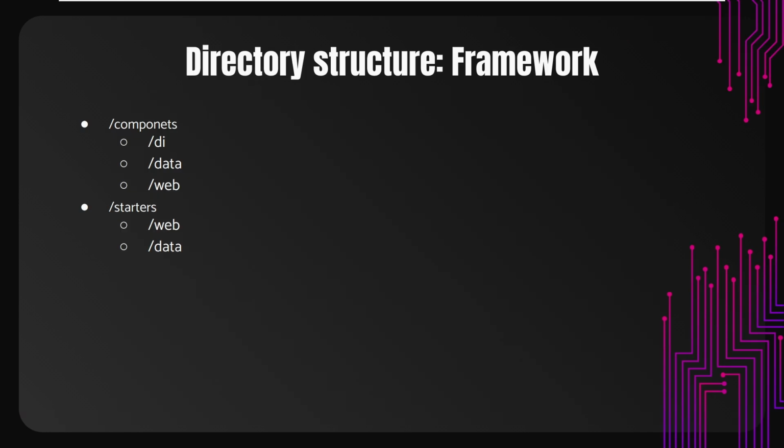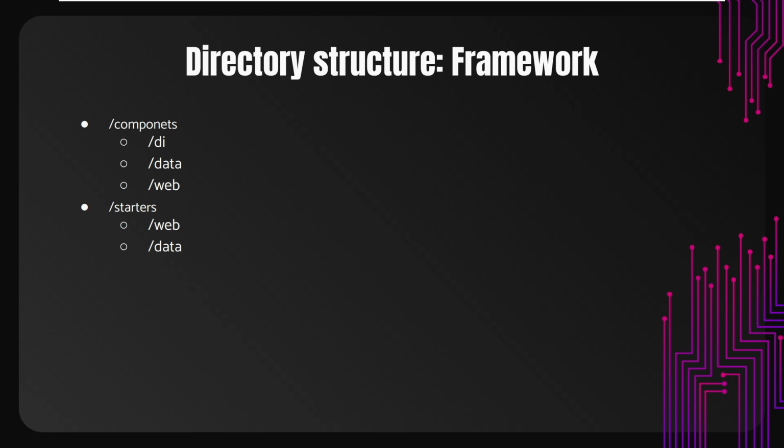So this is the directory structure of the framework itself. We have first a folder components and a folder starters, and under components we'll start with DI, which stands for dependency injection. We will have a folder data for our database things or file system. It's just everything with data, and we will also have a web folder, and in components it's mainly the request and the response objects that will be in there.